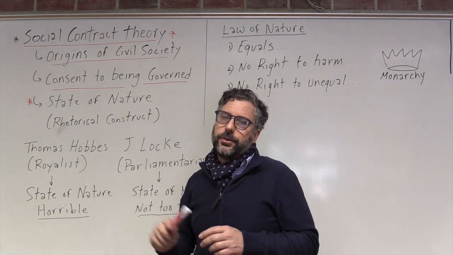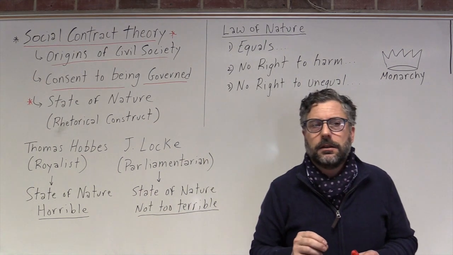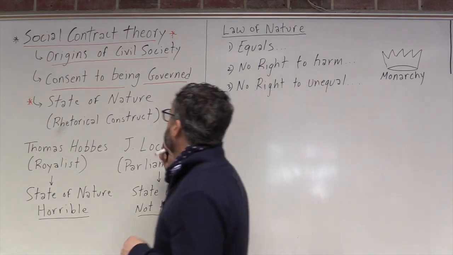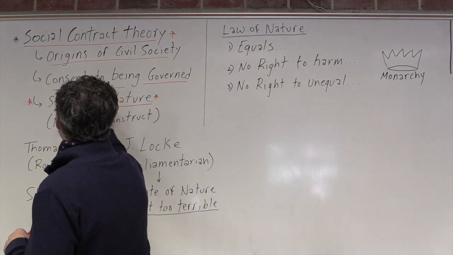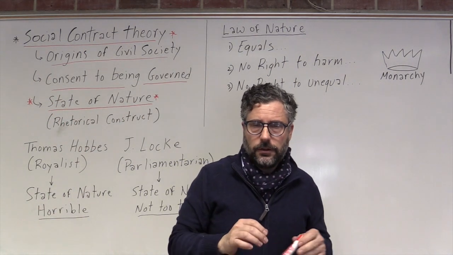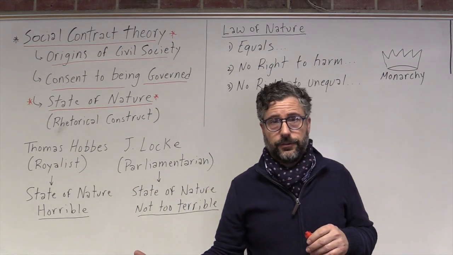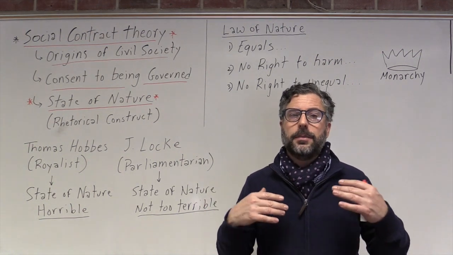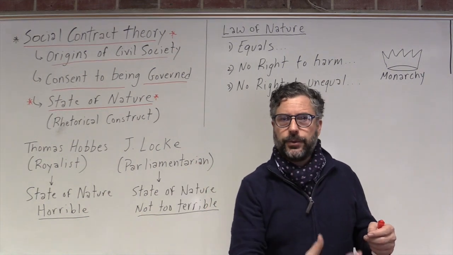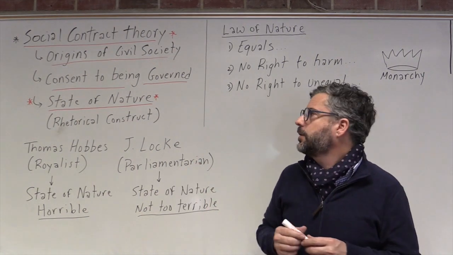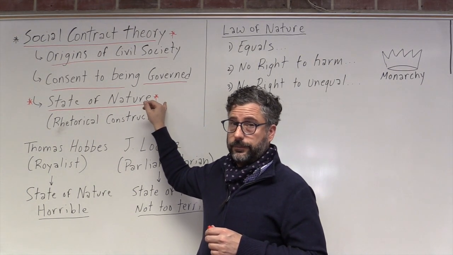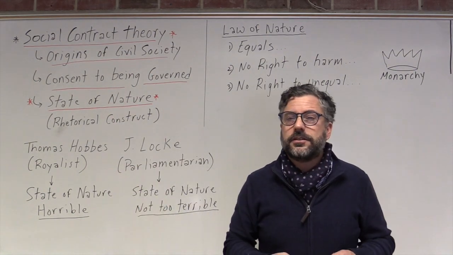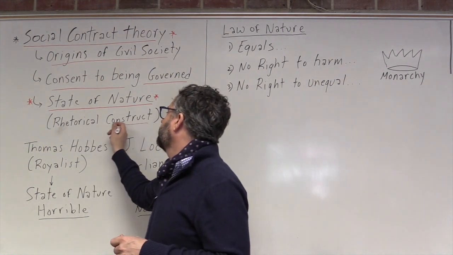But all social contract theorists begin at a time called the state of nature. The state of nature is a time before civil society. So in other words, a time before there were governments, a time before there were laws that bound people together. Okay, social contract theorists call this time the state of nature. But underneath, where I wrote the state of nature, I put in parentheses here this term, rhetorical construct.